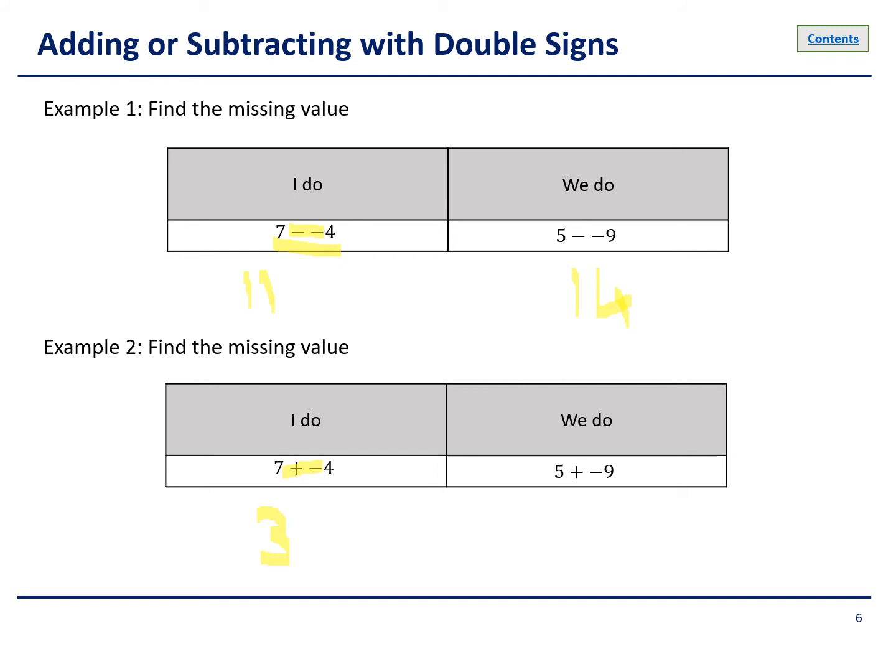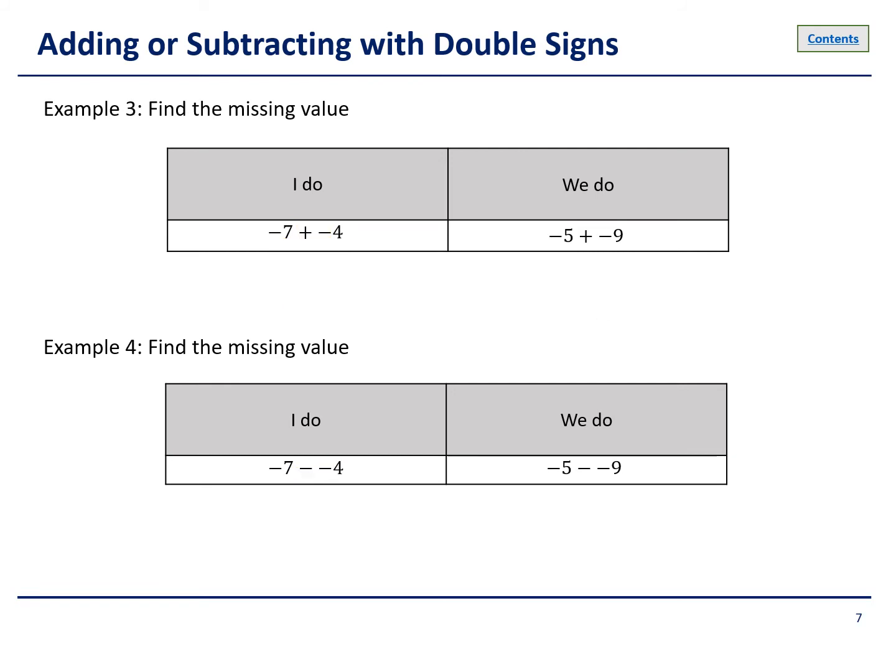Okay, so this time we've got the same symbols. It's going to be 5, take away, subtract 9, and we're going to end up at minus 4. Some more to practice. Okay, the I do.